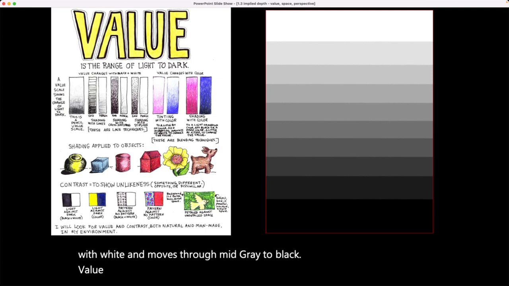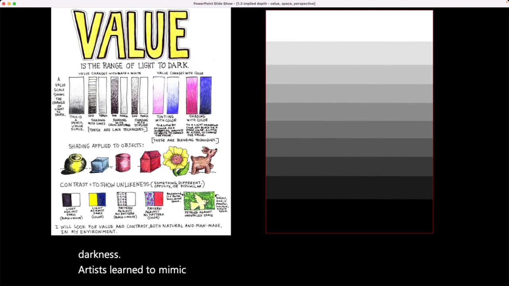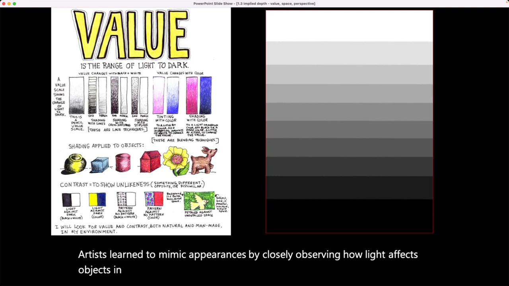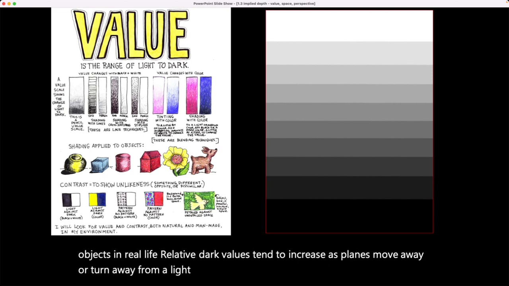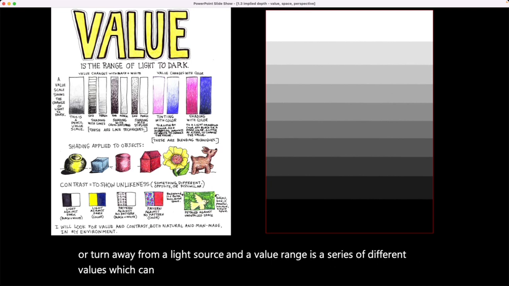Value is how something appears depending on its relative lightness or darkness. Artists learn to mimic appearances by closely observing how light affects objects in real life. Relative dark values tend to increase as planes move away or turn away from a light source. And a value range is a series of different values, which can be subtle or gradual or not so much.